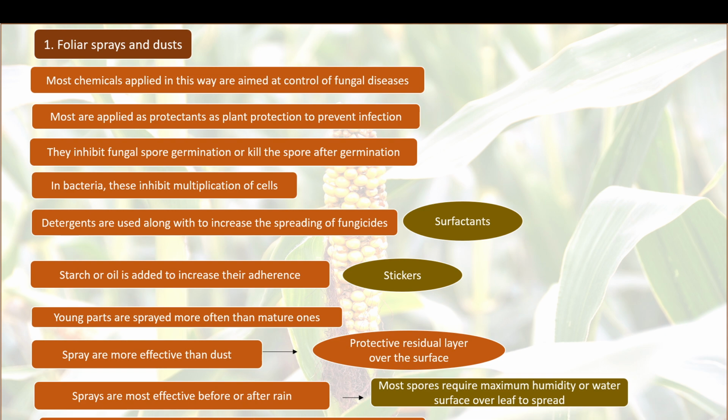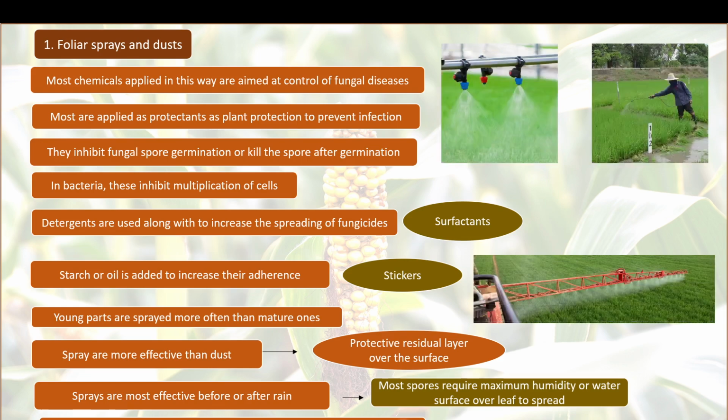Systemic chemicals are replacing protectants now. So in place of protectants, nowadays systemic chemicals are used more. That is, these are chemicals which, when applied to one place, translocate to other parts of the plant as well. So these are also called preventive fungicides.